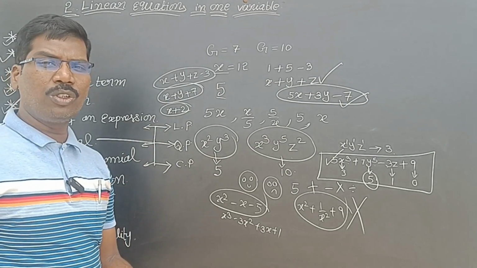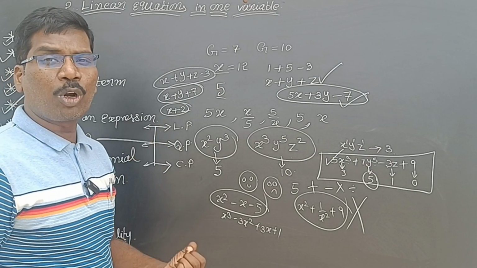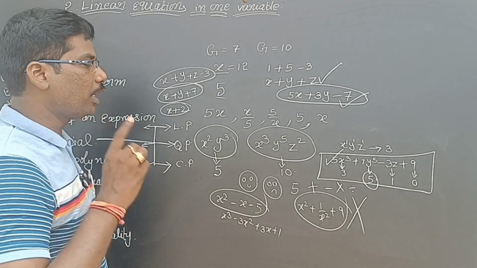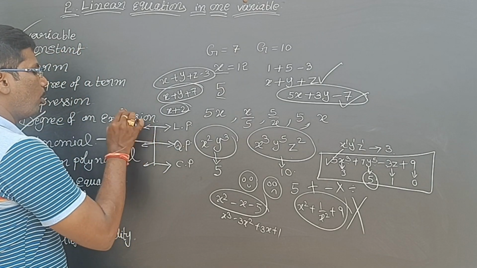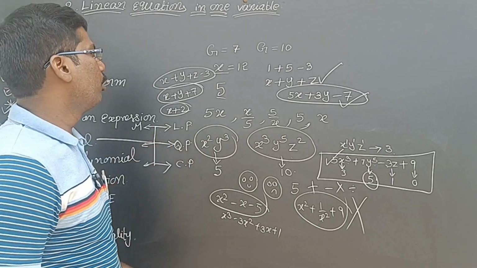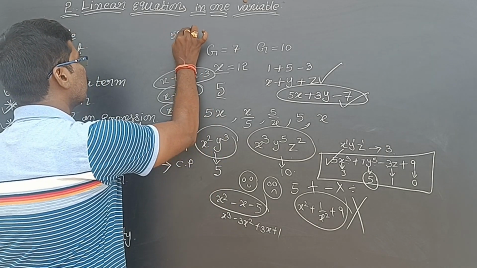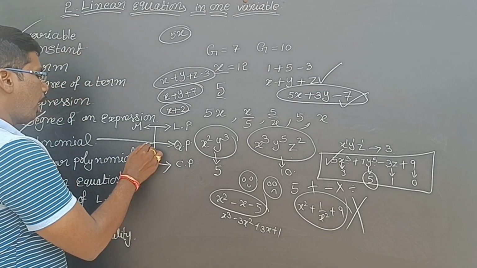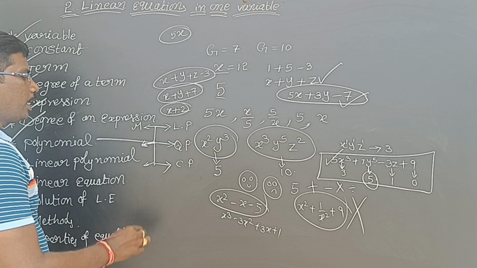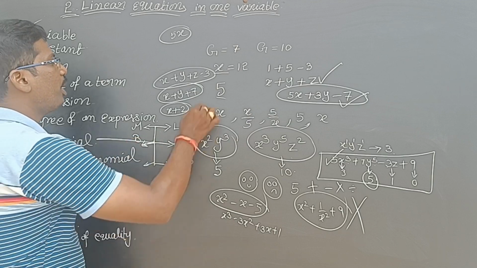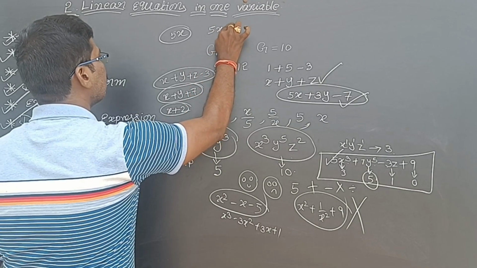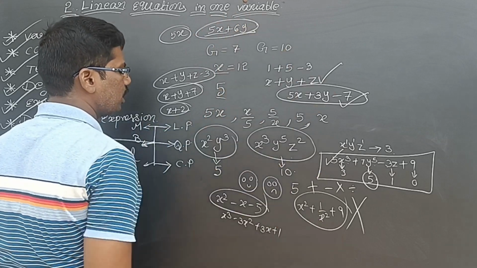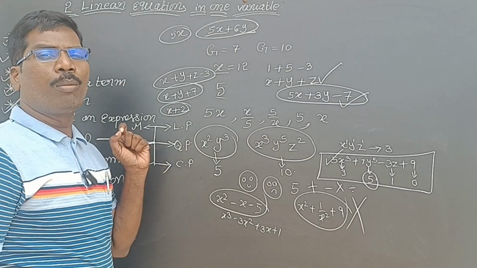Next, polynomials are again divided into 3 types according to the number of terms. If a polynomial has only one term, that is called a monomial. For example, 5x. If it has 2 terms, that is called a binomial. For example, 5x plus 6y. This is one term and this is one term, so this is called a binomial.